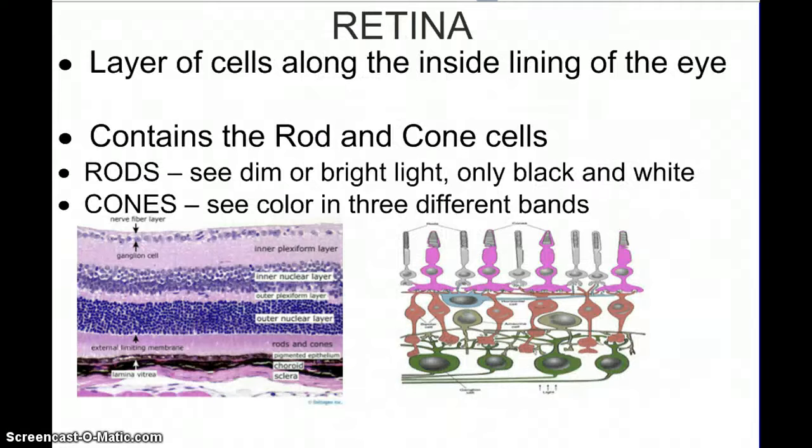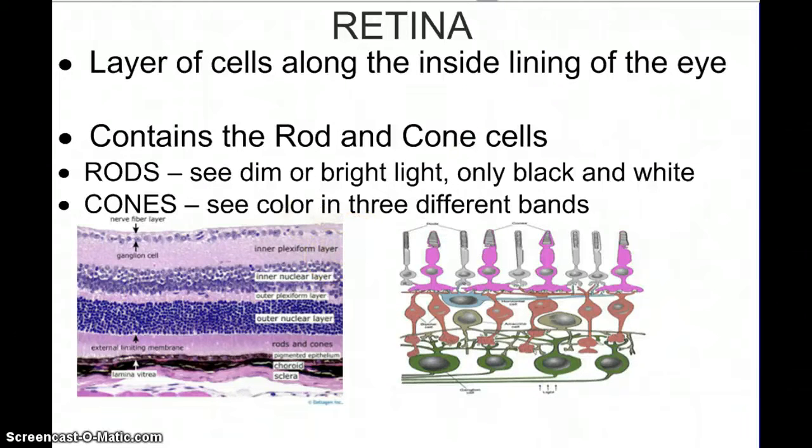The retina. The retina is a layer of cells along the inside lining of the eye. It contains the rods and the cone cells. The rods see dim or bright light and see only black and white. So the rods are responsible for kind of adjusting the amount of light, and they see the very dim, the very bright light. Cones, on the other hand, see colors in 3 different bands, which we will talk about.